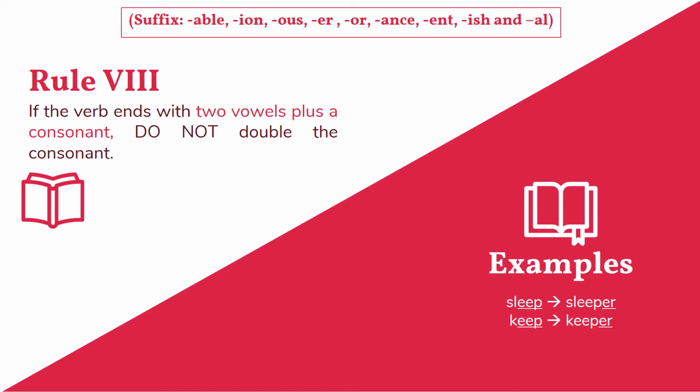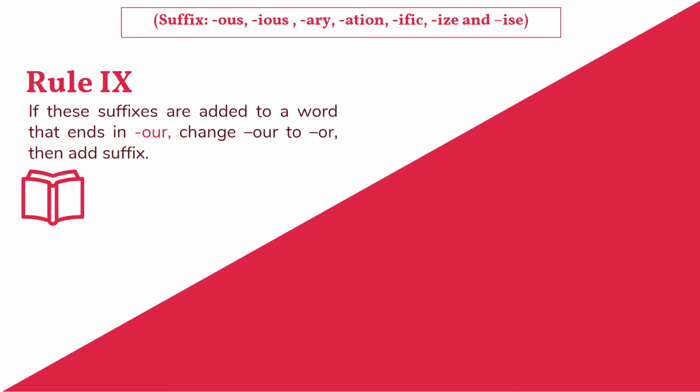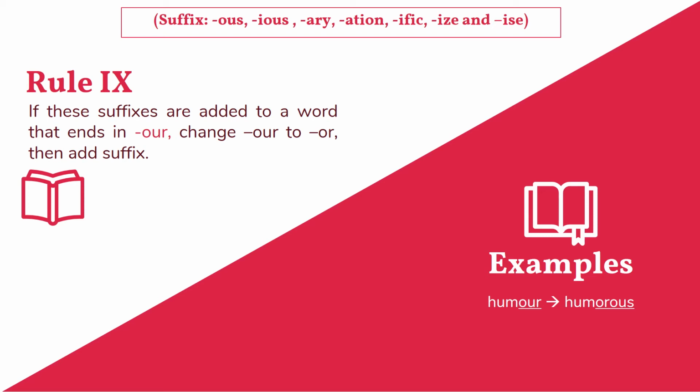Now the last rule. Rule number 9. But the set of suffixes has changed for this one. So if these suffixes are added to a word that ends in OUR, then change OUR to OR and then add the suffix. Let's see the examples to understand this point. Here you can see humor, humorous. If you notice the spelling of humor, there is OUR at the end of it, but while adding the suffix OUS, we have changed OUR to OR and then added OUS at the end of it.